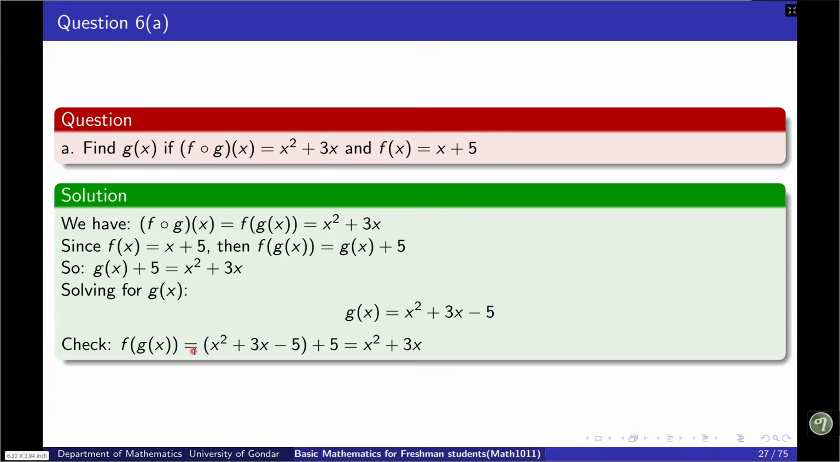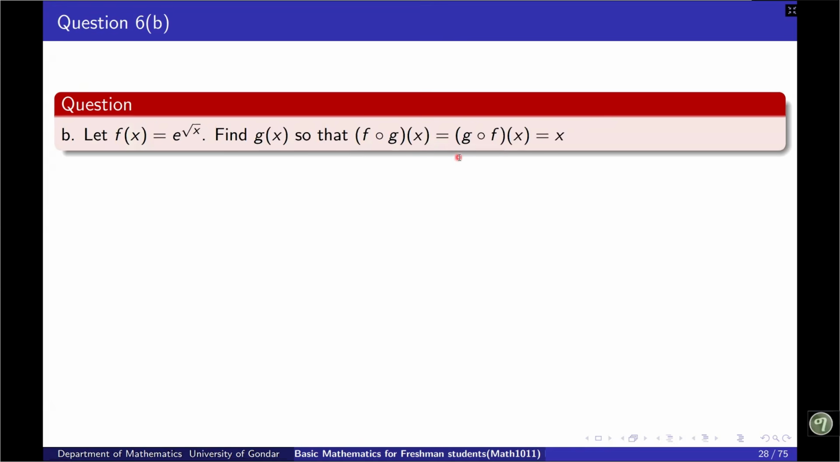Therefore, we can check this one, that is f of g of x is equal to x squared plus 3x minus 5 plus 5. Then minus 5 plus 5 is already 0, so that becomes x squared plus 3x. Therefore, g of x could be x squared plus 3x minus 5 whenever f composite of g of x is equal to x squared plus 3x, and f of x is equal to x plus 5.